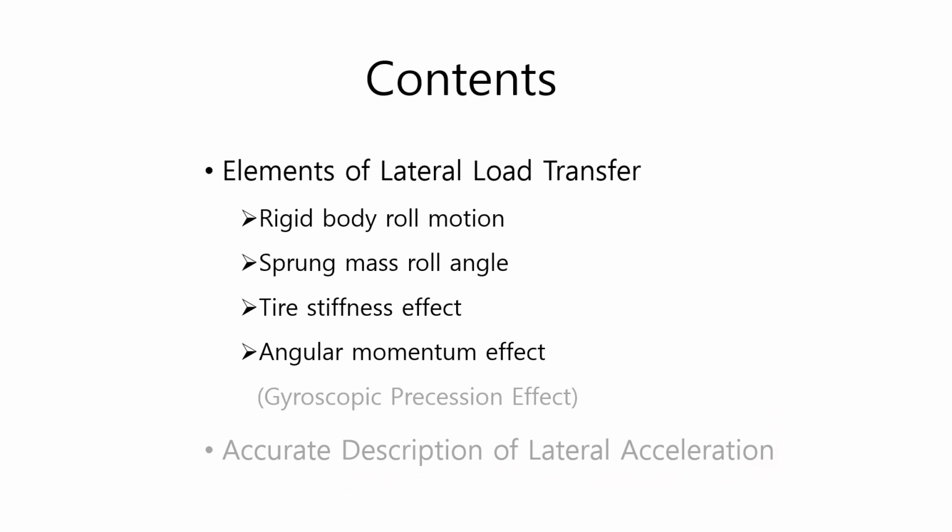The content explained in this video is all about steady-state cornering with constant speed. In this case, the roll angle and yaw rate are constant. Cases other than steady-state cornering will be explained in upcoming videos.